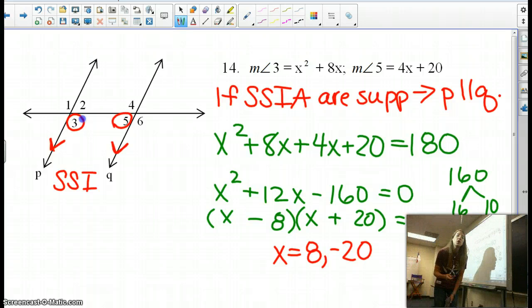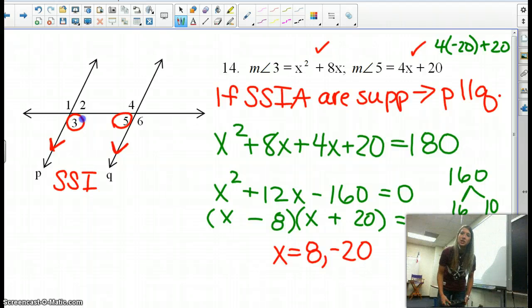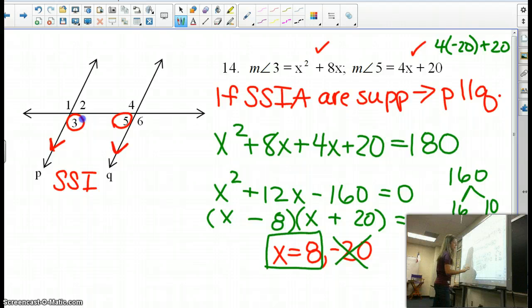Now, you always make sure, do both of these answers make sense? Because sometimes you keep both of them and sometimes you throw one of them out. Depends on the problem. So let's see, if I plug 8 in here, check, positive answer, check, positive answer, cool. Now what about negative 20? If I plug negative 20 in here, 4 times negative 20 plus 20. Oh, bad news. That's going to get us a negative angle, and we don't work with negative angles in geometry, so this answer is not a valid answer, and so we are left with one answer of x equals 8.